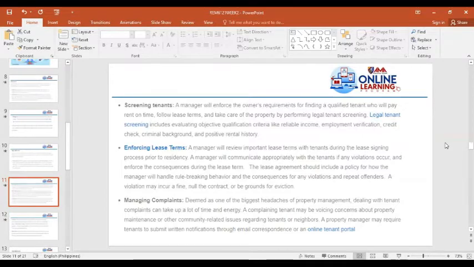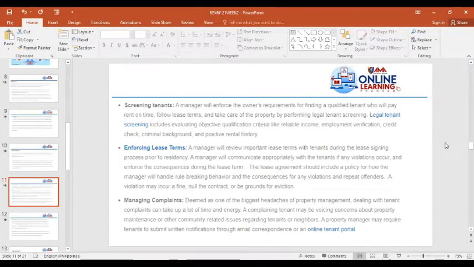Okay, so how we manage complaints. Managing complaints is deemed one of the biggest headaches of property management. Dealing with tenant complaints can take up a lot of time and energy. So this is a very stressful trabaho because you have dealings with the different problems of the tenants. A complaining tenant may be voicing concerns about property maintenance or other community-related issues regarding tenants or neighbors.